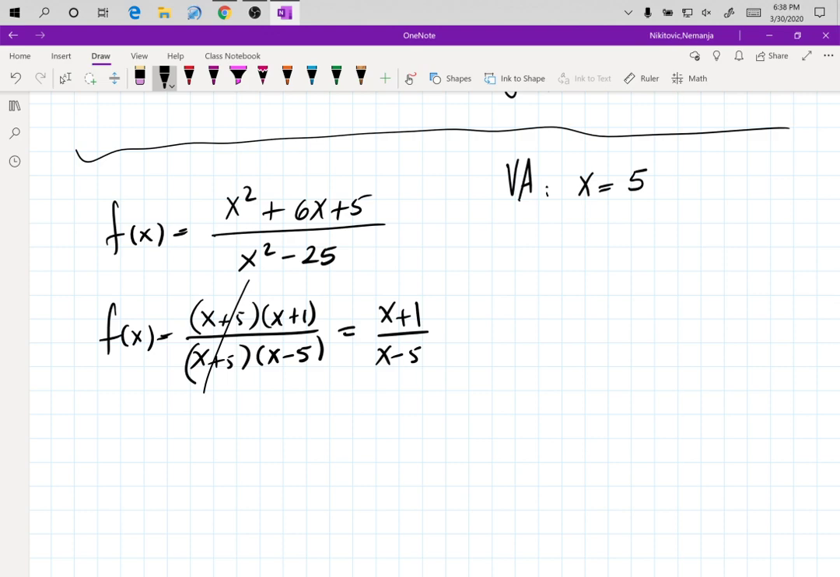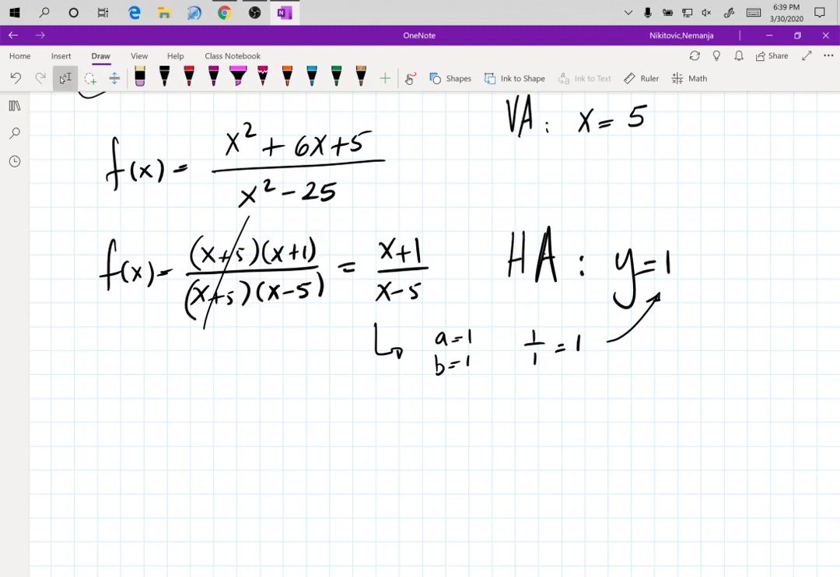So we only have a vertical asymptote at x equals 5. And the horizontal asymptote is at y equals 1, because we have the same exponents and the leading coefficients are 1 and 1. So a equals 1, b equals 1, 1 divided by 1 equals 1. So that was case 2 we had.